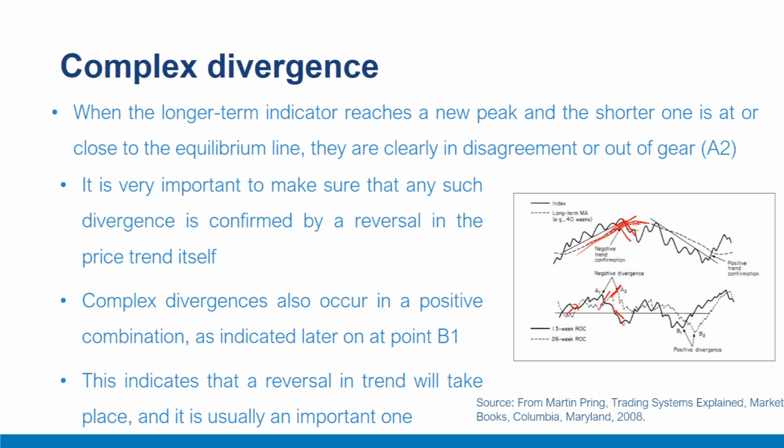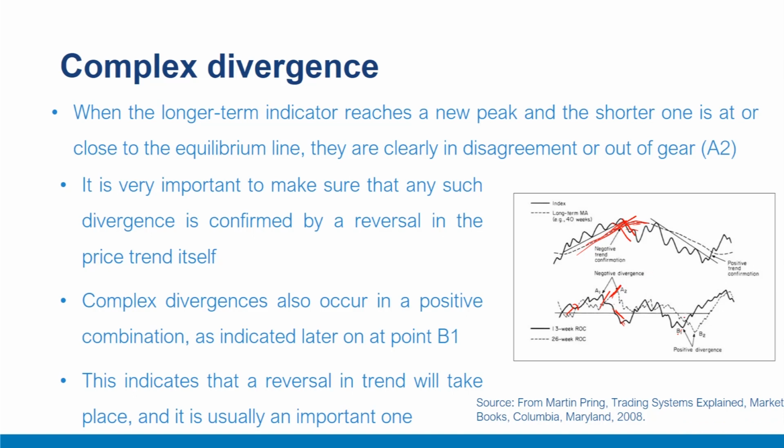These are often referred to as complex divergences, and they occur in a positive combination also. As we can see here at point B1 in the figure, some kind of complex divergence is set up.